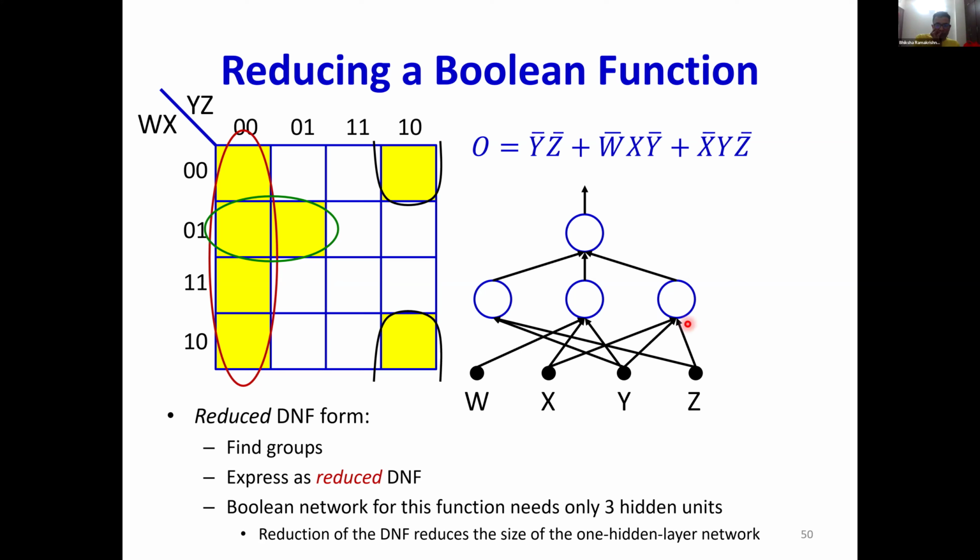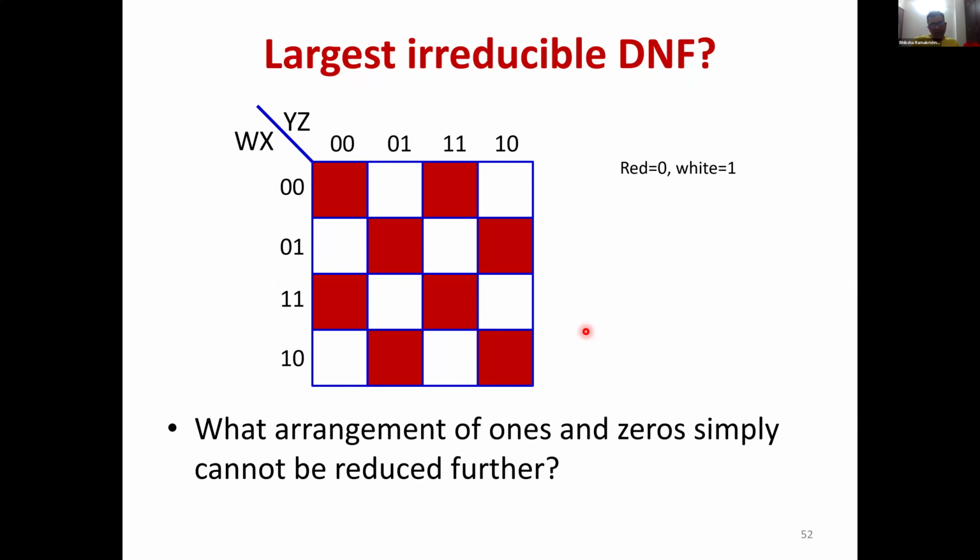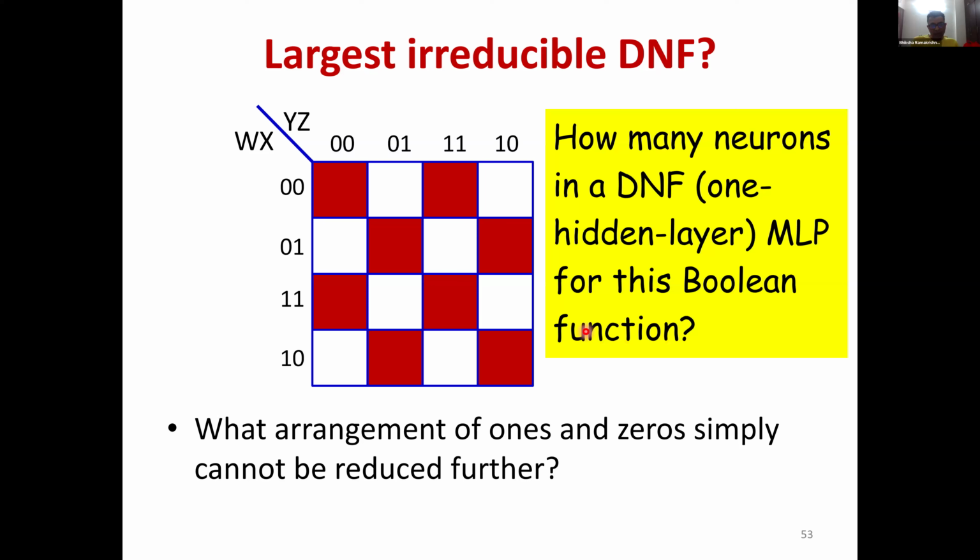Now, what kind of truth table can never be compressed by grouping? Anybody? Which truth table can never be compressed by grouping? Alternating. A checkerboard, right? So this guy can never be grouped. And if this is not groupable, how many clauses will my DNF formula have in this case? Basically, how many neurons will I have in the hidden layer if I construct a 1 hidden layer MLP? In this case, it's going to be 16. In the more generic case, it's going to be 2 raised to n minus 1.